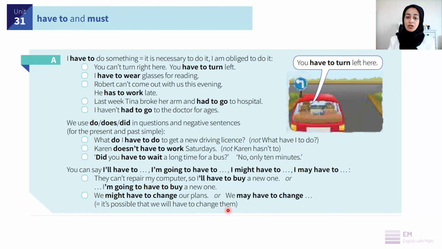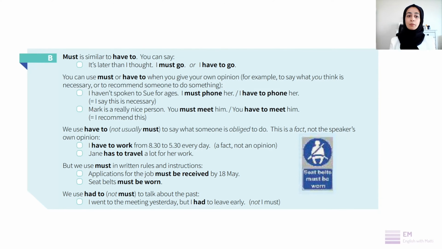یعنی ممکنه امکانش هست. پس مثلا وقتی میخواین از امکان صحبت کنین میتونین از I might have to و I may have to استفاده کنین. یا برای آینده از I'll have to و I'm going to have to. یعنی ممکنه که در آینده مجبور به انجام کاری بشم. خب بریم پارت بعدی پارت B.